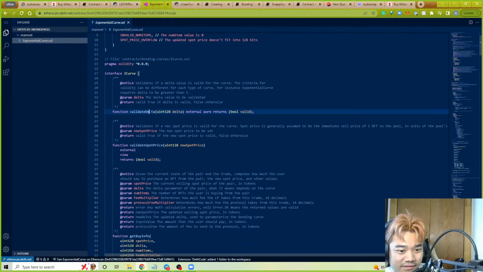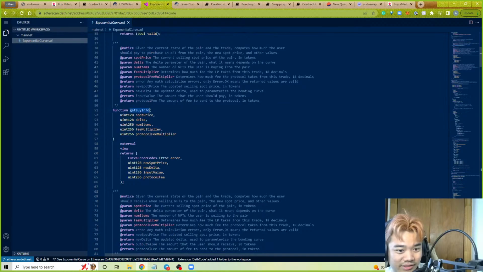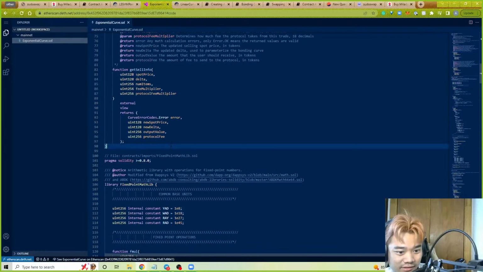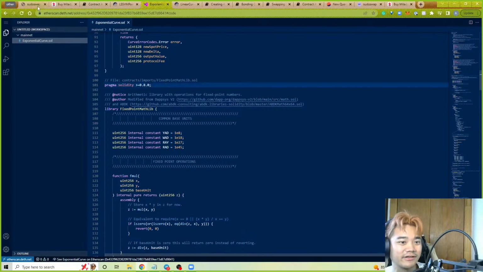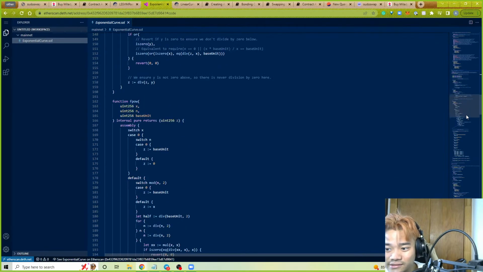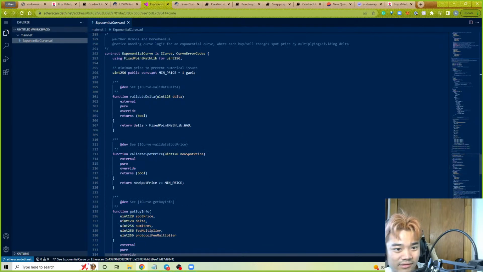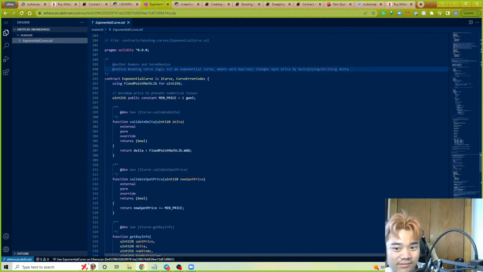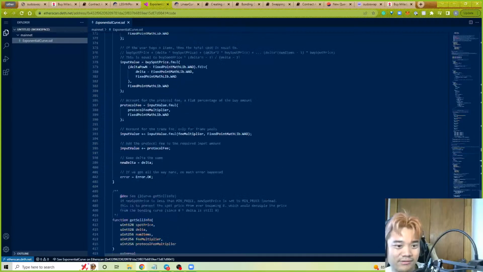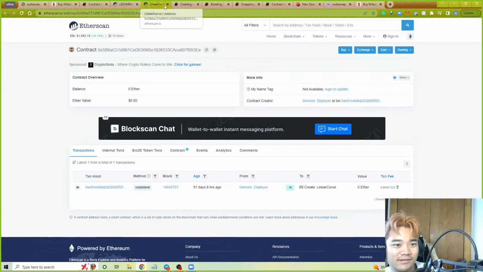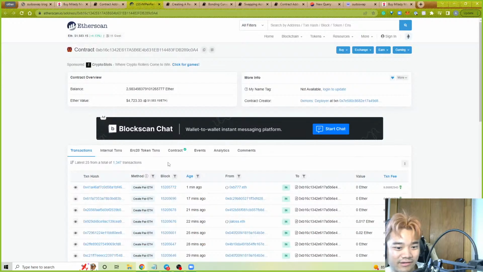All right, interface, validations, get by info. All right, that's just for the router. Oh, it's just a library. All right. Oh, no, that's not it. We need to go down. Contract. Okay, I think it's just logic. Yeah, all right. Cool. That's just math. We probably don't need the math. All right.